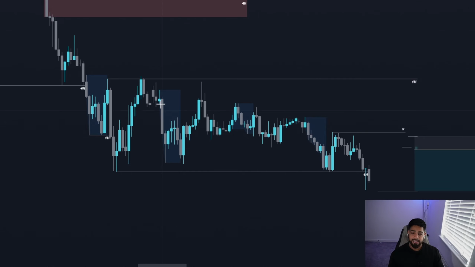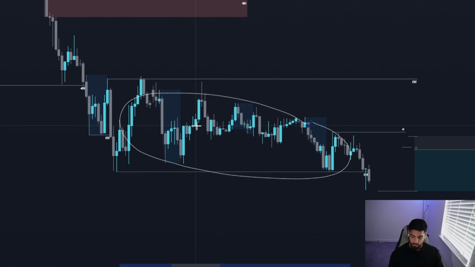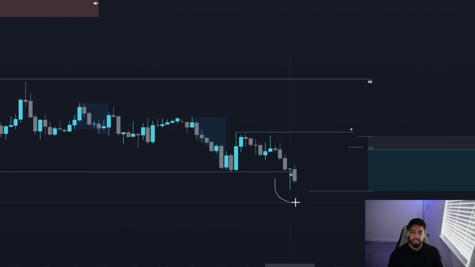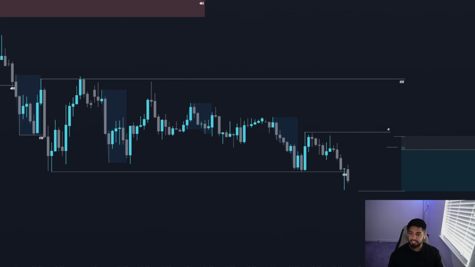Now, once we've identified that we are inside of this complex pullback, we're not going to take any trades until we either get a break to the downside, signifying a continuation of the bearish trend, or we get a break to the upside, signifying that we've had a market structure shift and the markets have flipped from bearish to bullish. Then we will change our complete bias, and then we will start looking for longs. But at the moment, that hasn't happened.